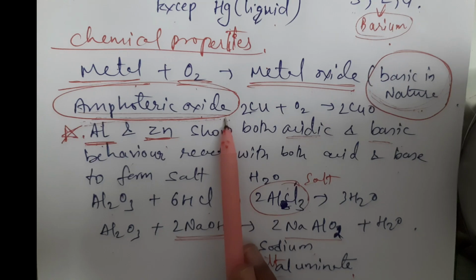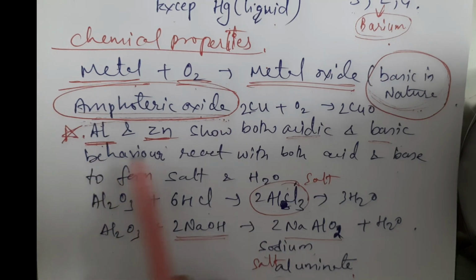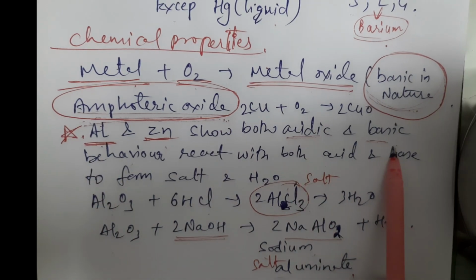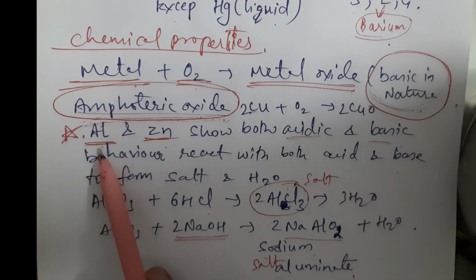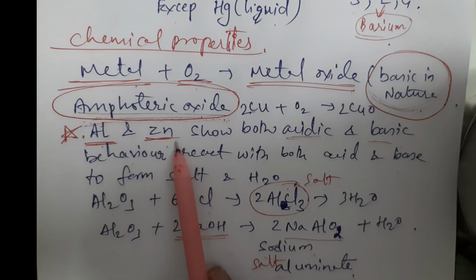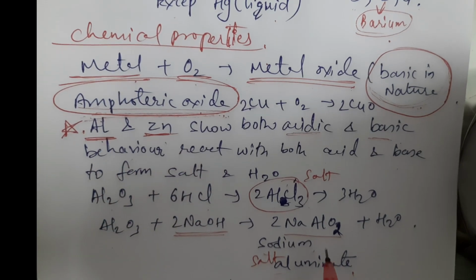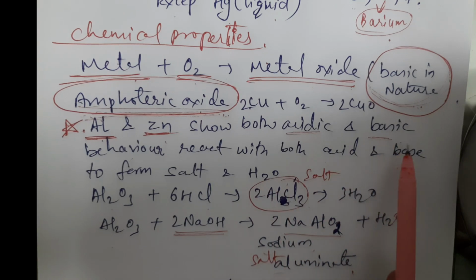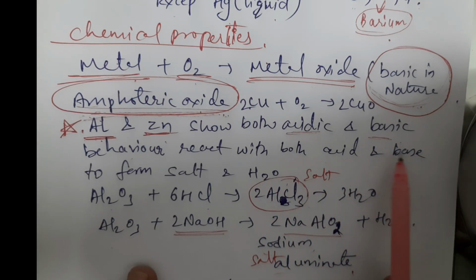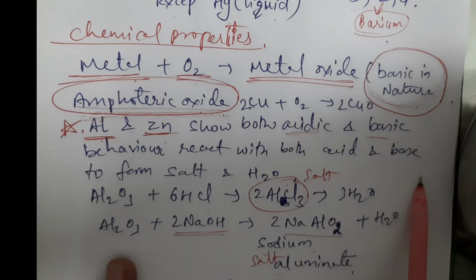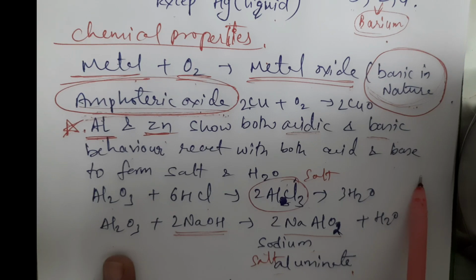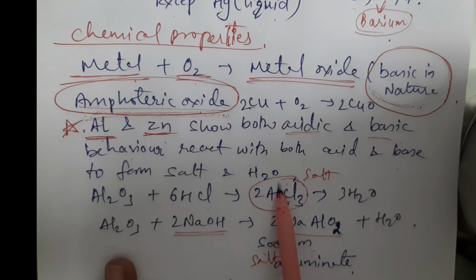What is the meaning of amphoteric oxide? They have both acidic and basic properties. This is also one of the important questions. Examples of amphoteric oxides are aluminium and zinc. Aluminium and zinc react with oxygen to form aluminium oxide and zinc oxide, which are amphoteric in nature, that is, they show both acidic and basic properties. They react with acid and base to form salt and water.